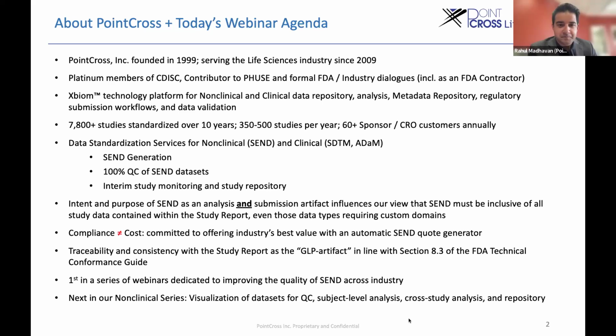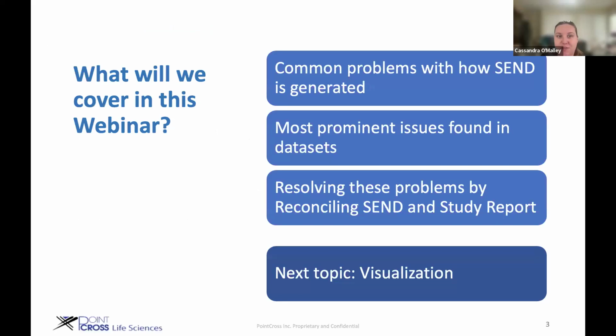Thank you, Rahul, and we'll just jump right into it. So what we're going to be covering today are some of the common problems with how SEND is being generated, the most prominent issues that we have found in the data sets that we have reviewed, and how we have resolved some of the issues by reconciling the SEND and the study report. And as Rahul mentioned, we are also going to be doing a next topic on visualization of all of these processes as well.